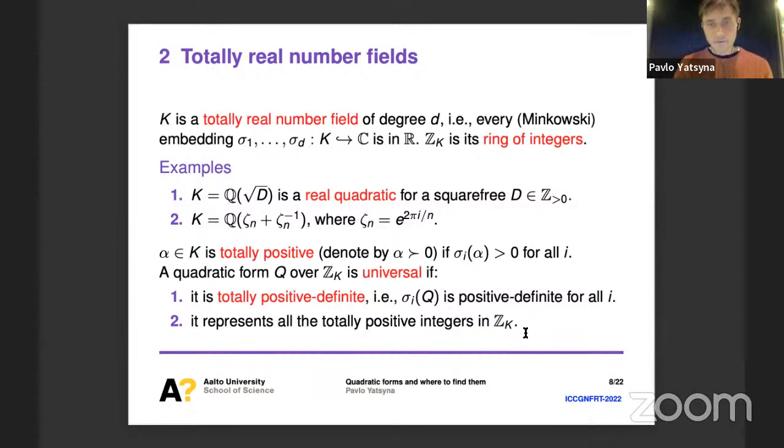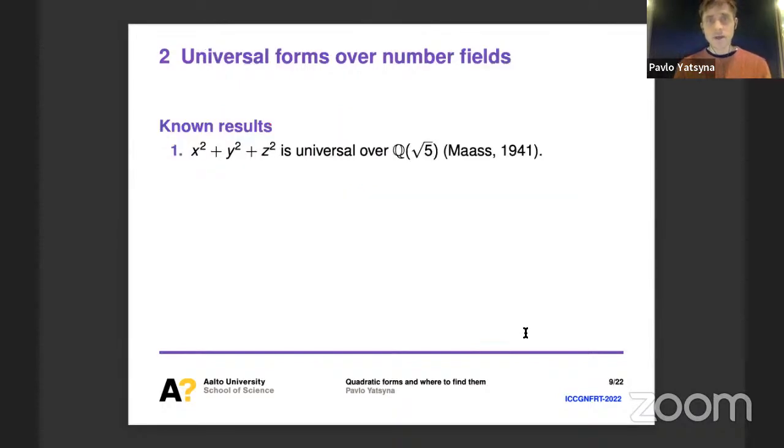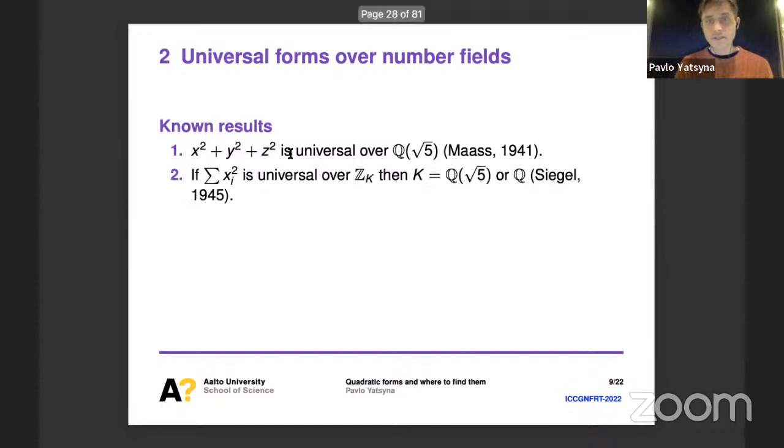And let me now give you a sample of results we know over number fields. First of all, we know that three squares represent all the totally positive integers over Q adjoin square root of 5. This is the result of Maass. And as you see, there's already a stark difference between rational integers and number fields, because here we already have a form in three variables which is universal. And one can assume that perhaps for any number field it's sufficient to just add more squares and then it will be universal. However, this is not so.